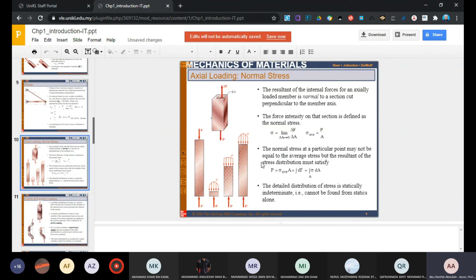So what do we get? We have to calculate the stress. The stress is force over area. Stress sigma is the force over area. So look at the mathematics, it is just the incremental force over the incremental area. So you integrate along this cross-sectional area.